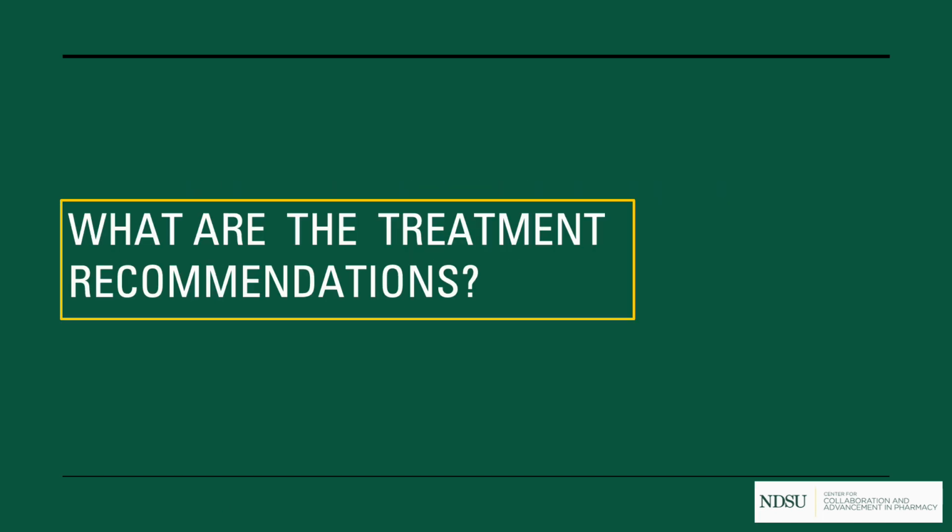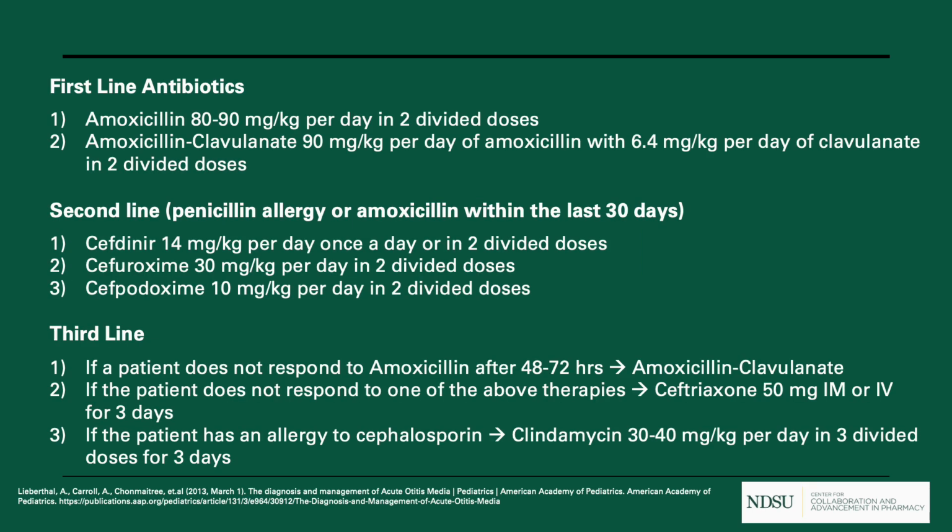So, if we are going to use antibiotics to treat our patient, what are the treatment options? First-line antibiotics for acute otitis media include amoxicillin and Augmentin. Amoxicillin dosing would be 80 to 90 milligrams per kilogram per day in 2 divided doses.